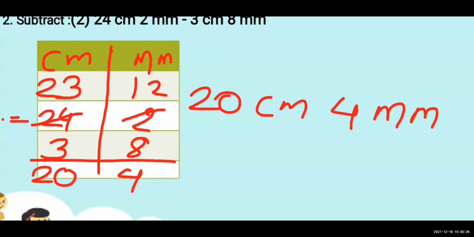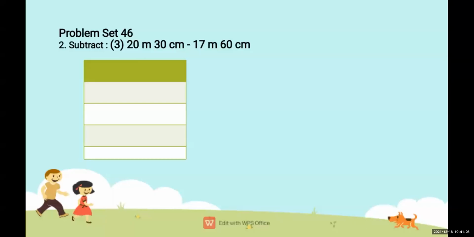Now third sum, I'll only read the question and you will do it in your notebook, and afterward you are going to tell me the final answer. Now third question is 20 meter 30 centimeter minus 17 meter 60 centimeter. चलो ये टाइम स्टार्टेड, 1 मिनट में आपको ये सम्स कंप्लीट करना है and you are going to let me know the answers in the chat box only. चैट बॉक्स में मैं आपका आंसर्स देखूंगी.